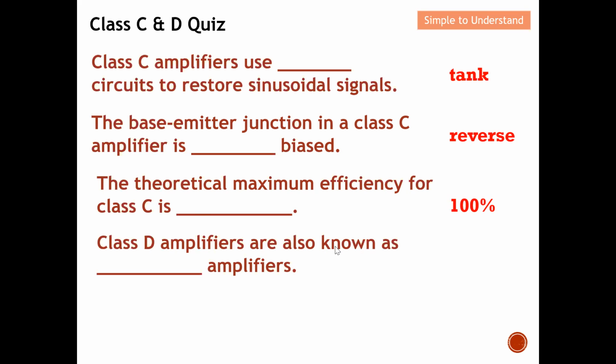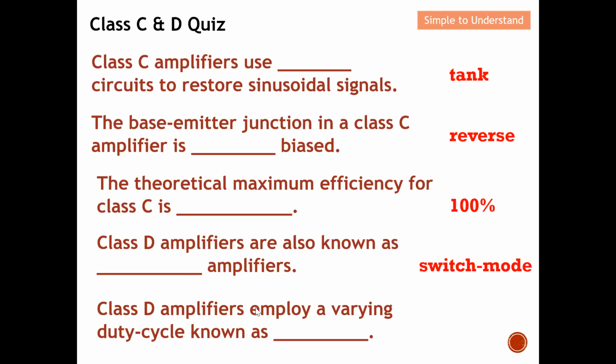Class D amplifiers are also known as switch mode. Remember I told you that they are like a PWM, pulse width modulation. They are also known as switch mode because they switch very quickly from cutoff to saturation.